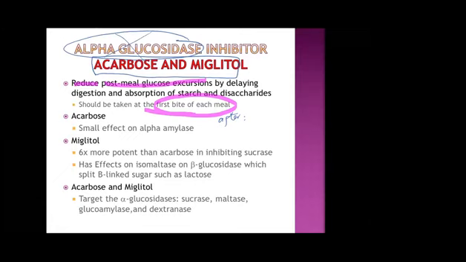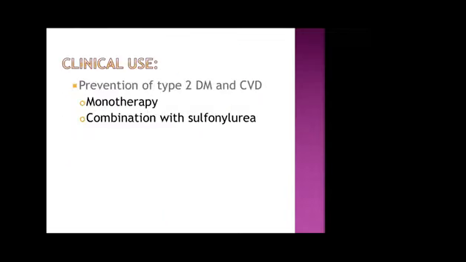So for the specific agents, acarbose has a small effect on alpha amylase. And for Meglitol, it is 6 times more potent than acarbose in inhibiting sucrase and effects also in other enzymes like isomaltase. And for combining acarbose and Meglitol, they can target other alpha-glucosidases like sucrase, maltase, glucoamylase, and dextranase. So for the clinical use of alpha-glucosidase inhibitors, they can be given as monotherapy, meaning isa lang, solo lang, o kaya in combination with sulfonylureas.